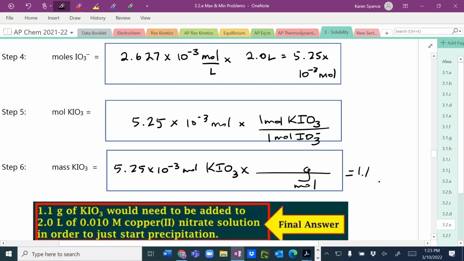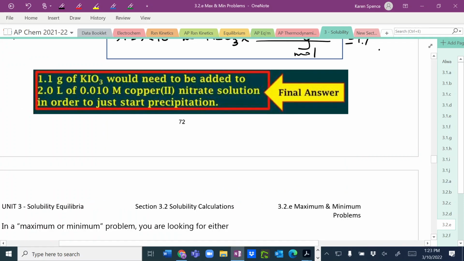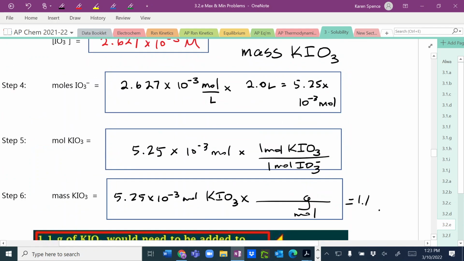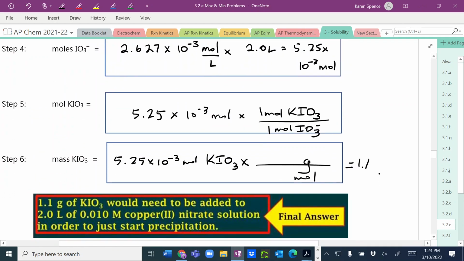So when your ion concentrations multiplied together exactly equal KSP, you're going to just start precipitation, or that's also the maximum you can have without precipitating. The minimum and the maximum are the same, essentially. What you've got is an inflection point, yes?